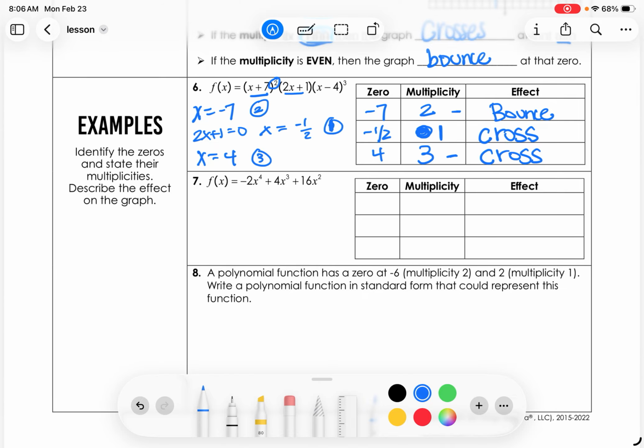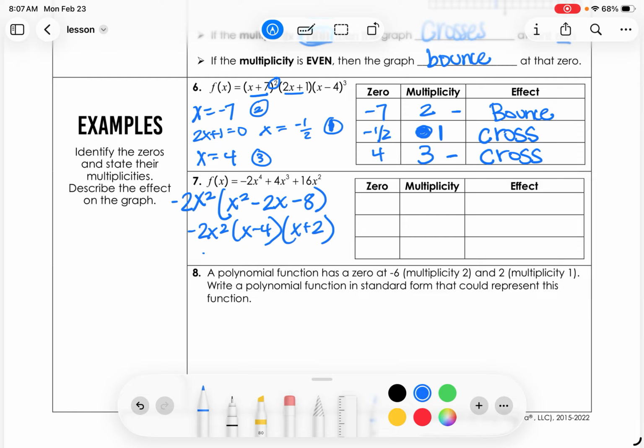Here we could factor out an x squared. We could even actually factor out a negative 2x squared. That's going to leave us with x squared minus 2x minus 8. So if we simplify that, that's going to have x minus 4 and x plus 2.